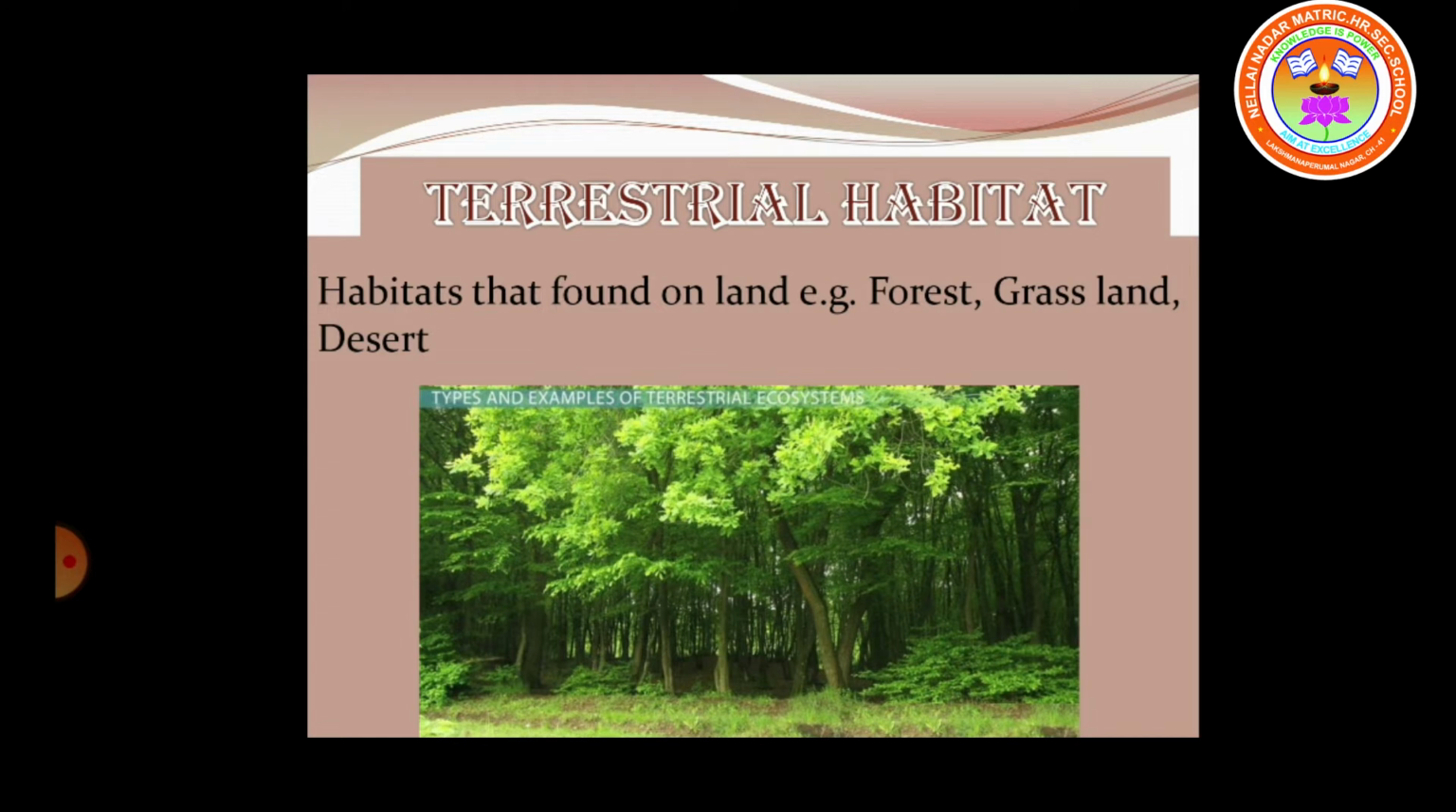Are you clear? So, what is a terrestrial habitat? All the landforms on earth. What are the different landforms? Forest, grassland and desert. They can be as big as a continent or as small as an island. It may be a big one or a small one. Any landform on earth is called a terrestrial habitat. Are you clear?